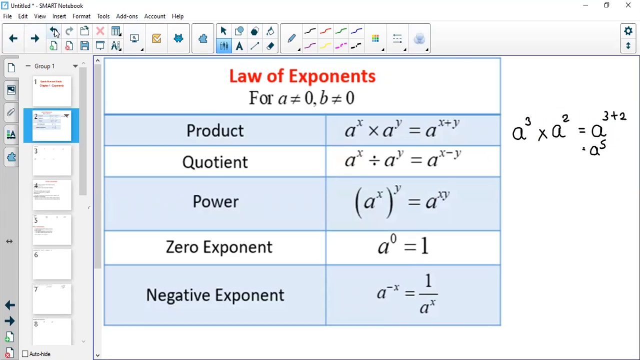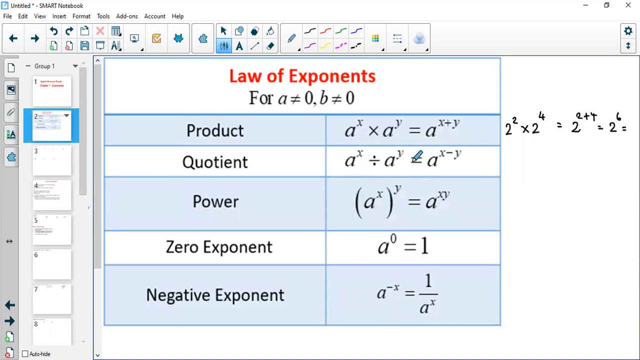Now, yes, we can even replace a with numbers. For example, say this is 2 to the power of 2 multiplied by 2 to the power of 4. What's going to happen here is you're just going to add the exponents. So 2 plus 4 gives you 2 to the power of 6. Now what's 2 to the power of 6? It is 2 multiplied by itself 6 times. Finally you will simplify by finding 2 to the power of 6. I'm not writing it here because later on we will do it in detail. This is just an example of how you should solve.